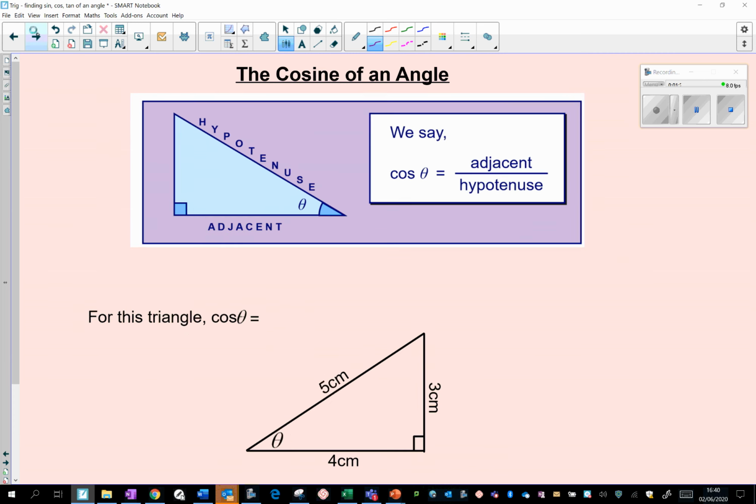Okay, let's go on and find out about the cosine of an angle, which we often shorten to cos. The cosine of an angle in a right angled triangle is always the adjacent divided by the hypotenuse. So if we look at the triangle below, again, here's the hypotenuse, this one's the opposite, this one's the adjacent. To do the cosine, we do the adjacent divided by the hypotenuse. Well, that is 4 divided by 5 as a fraction.